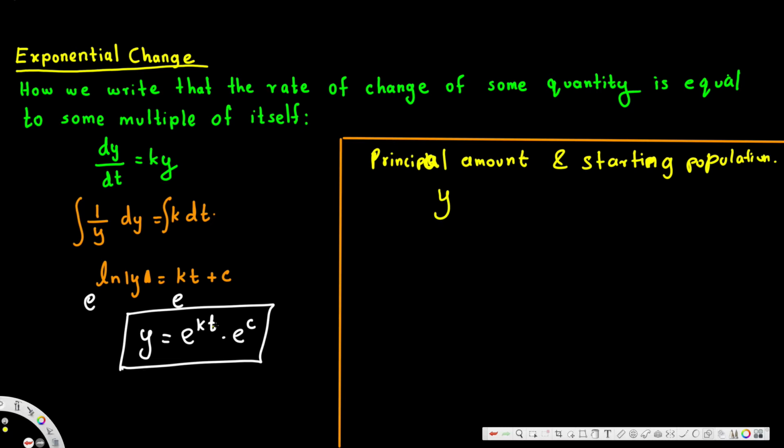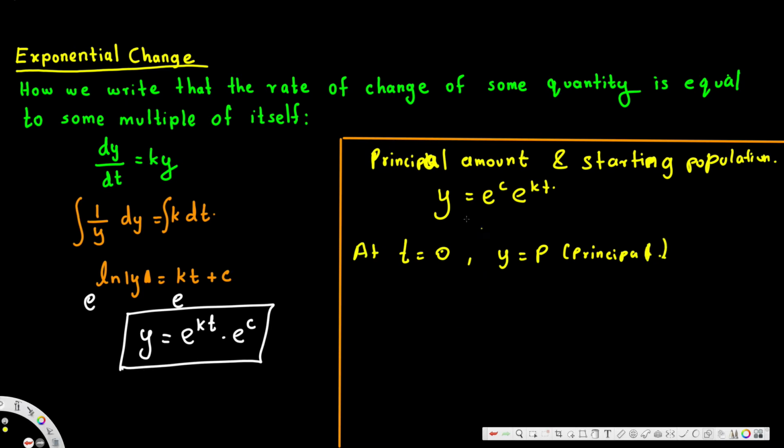This equation is y is equal to e power c e power kt. Now let's see how we can express this one in terms of principal amount. So let's call principal amount P. If it's a starting amount, it means time is going to be 0. Time is 0, and y is equal to P. Y is the principal amount at time equal to 0.